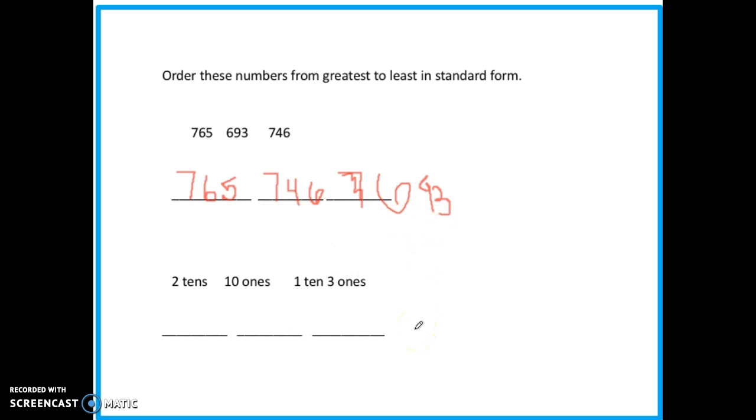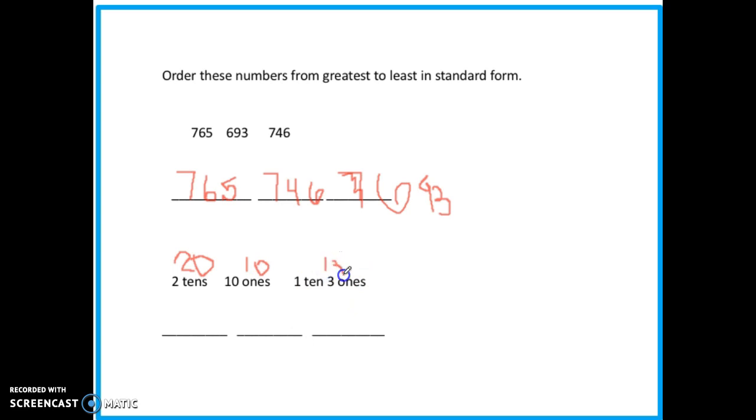Now on the bottom, they're doing something a little bit different. They are writing them in unit form. And they're telling us the units. What we have to do is write them in standard form. So I have 2 tens, 10 ones, and 1 ten and 3 ones. Well, 2 tens I know is 20, and because sometimes it gets tricky and I forget, I like to write the number really small above the words. So I know 2 tens is 20, I know 10 ones is 10, and I know 1 ten and 3 ones is 13.